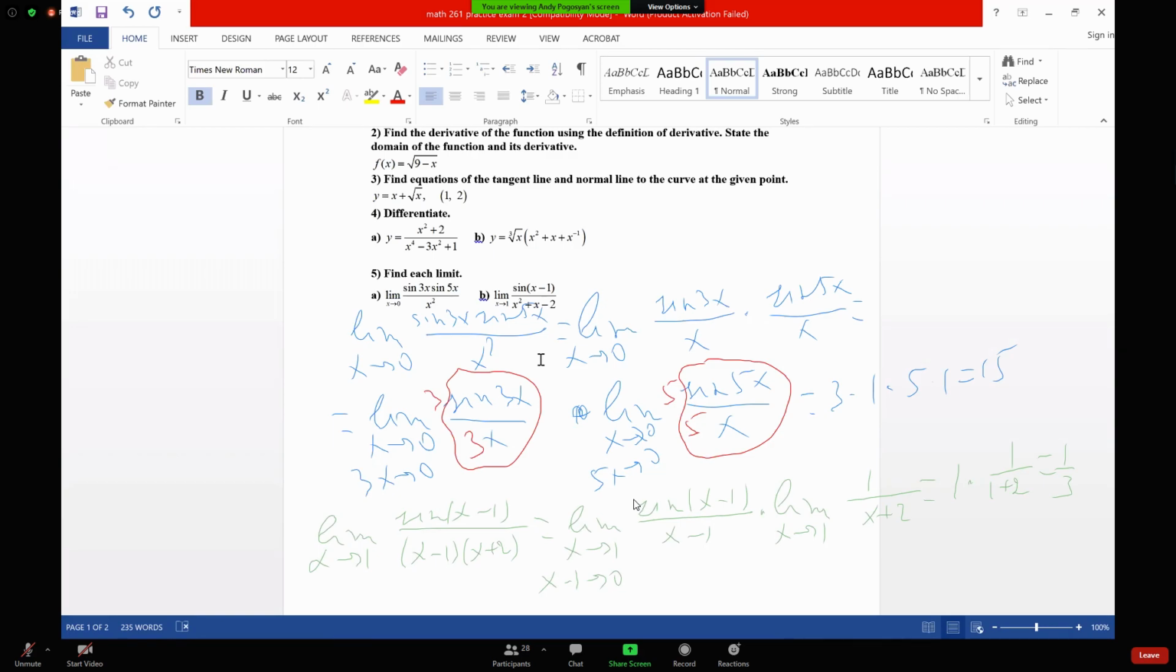So again, if x approaches 1, x minus 1 approaches 0. You can make a substitution. You can let t equal x minus 1 if you want. Then limit sine x minus 1 over x minus 1, x approaches 1, is the same as limit sine t over t, t approaches 0, which is 1. But whichever way you do it, as long as you mention it here, this is fine. You don't have to do anything extra. Any questions?